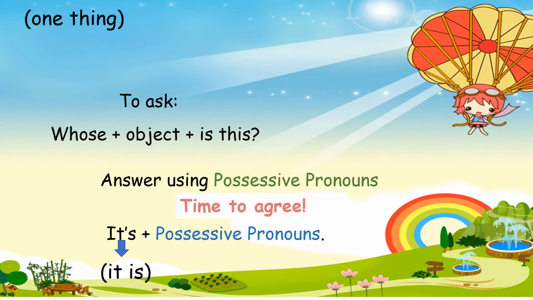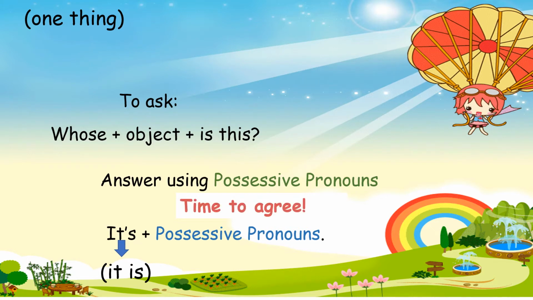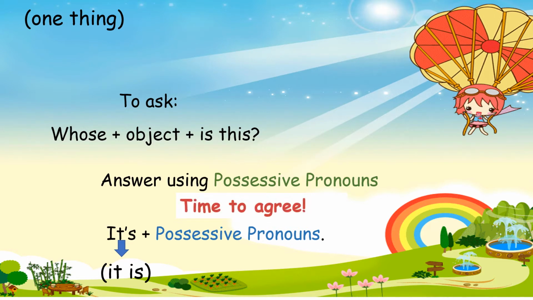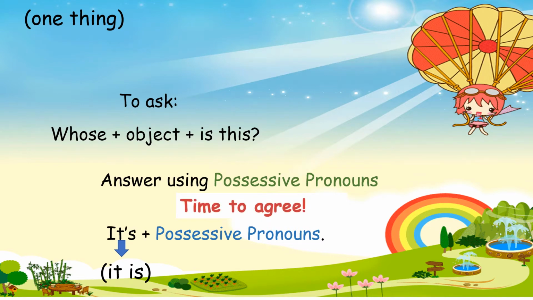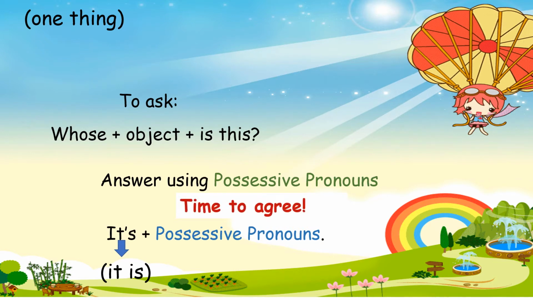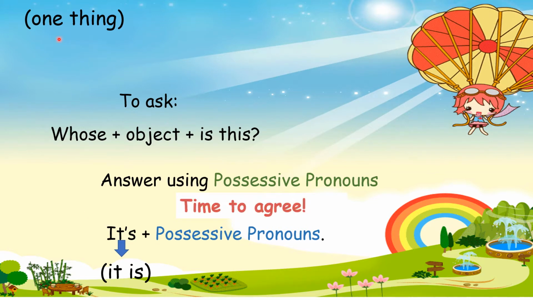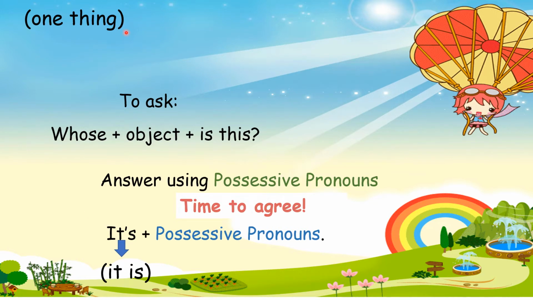Let's have a look at this slide here. It explains how to ask about ownership of an object and then how to answer using possessive pronouns and to agree to the question being asked. Now remember, in this slide we are going to focus on one thing only.